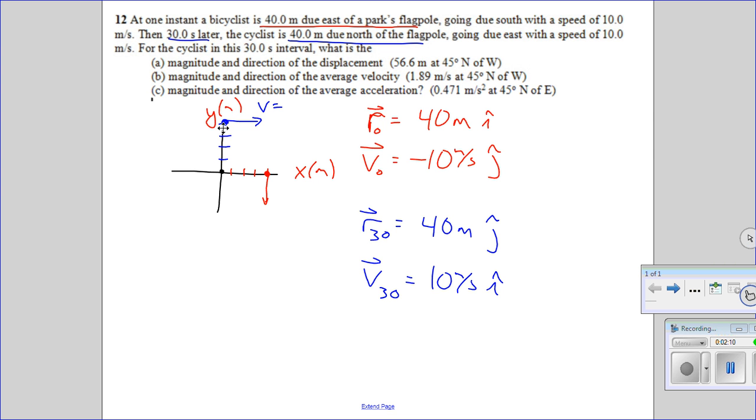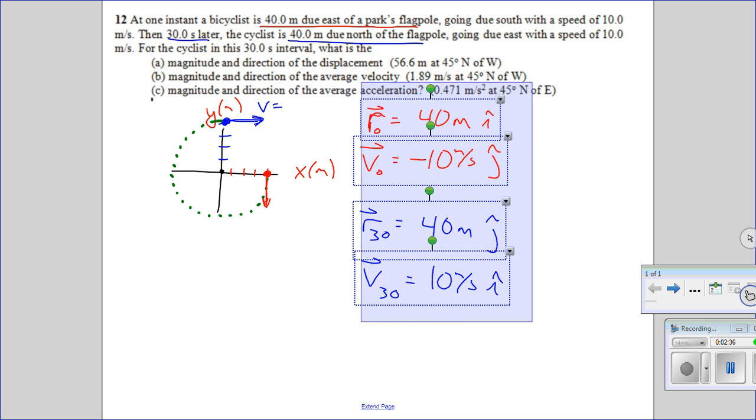I don't know this for a fact, but my guess is that the cyclist is riding in a circle around the flagpole. All right, and so that's what's going on. And so at this starting point, we've got this red position and red velocity vector, and then 30 seconds later, we've got this blue position and blue velocity vector. Okay, so that's our given information.